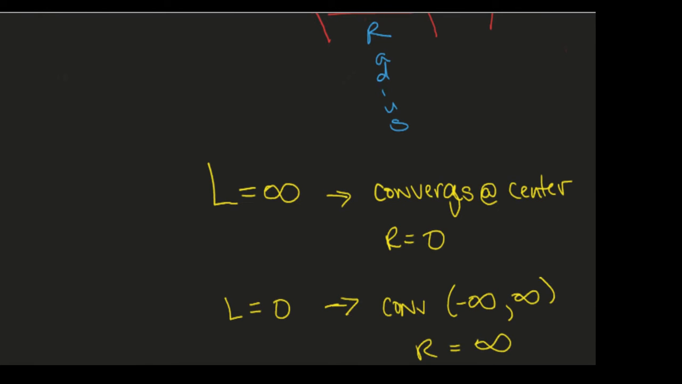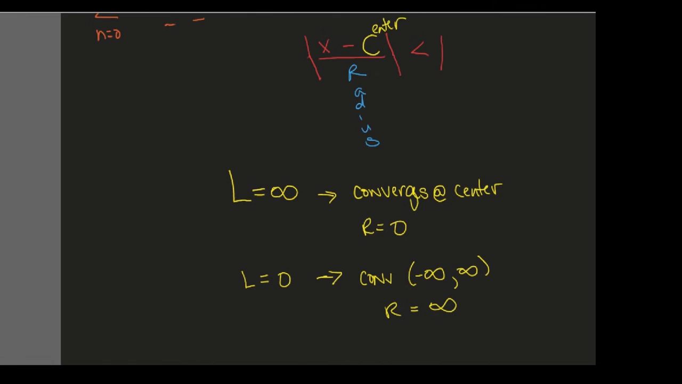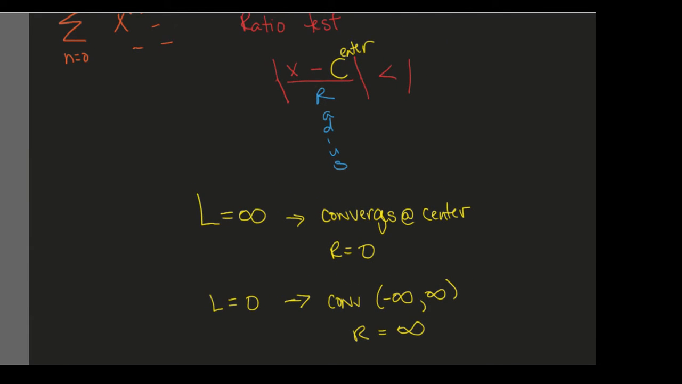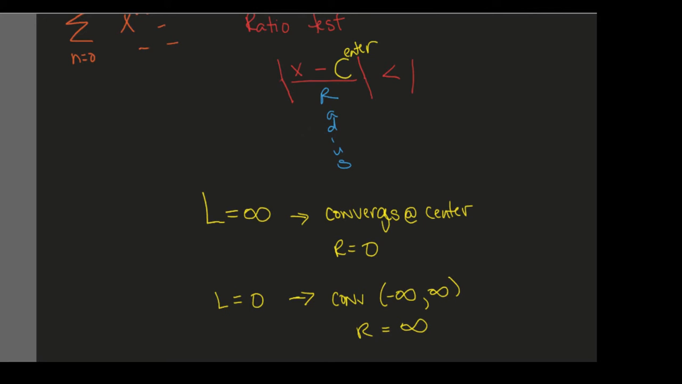Do you understand so far? Yeah. So any time the limit equals 0, then it's convergent everywhere? Mm-hmm. Isn't that what the ratio test says? Absolutely convergent if less than 1, sorry. Isn't that what it says? Yes.